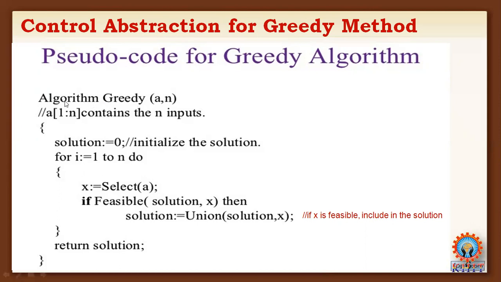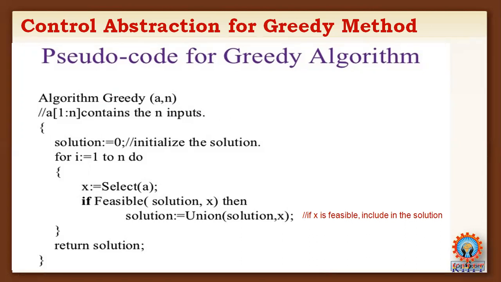Algorithm, this is the header part of an algorithm. The name of the algorithm is greedy, and here we are passing two parameters, namely A and N. N is nothing but the number of objects, and A of 1 to N are the inputs. We are putting some constraints on the given problem. Here A is the given problem and N is the number of objects, and there is a constraint we can consider while solving the problem.